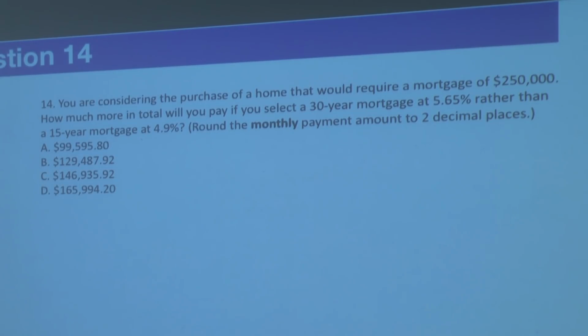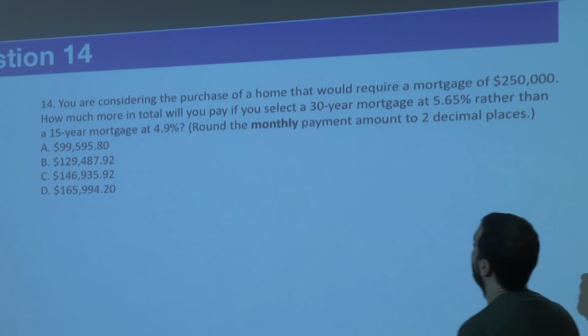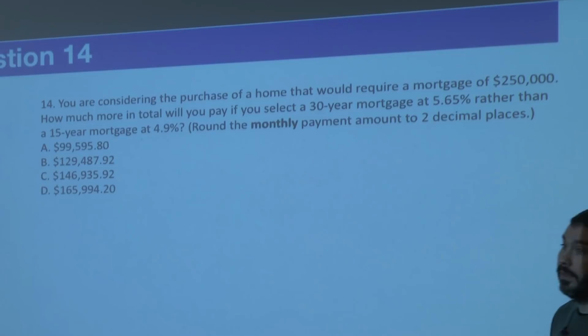So how do I compute? There are 2 different possible mortgages, right? One of them is a 30-year one, and one is a 15-year one. The 15-year mortgage actually also has a lower interest rate. So I want to know how much more will I pay.